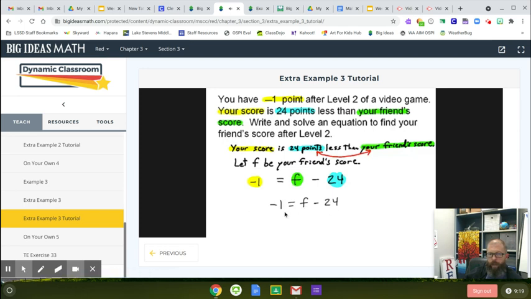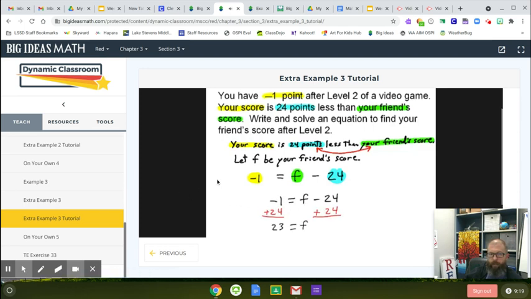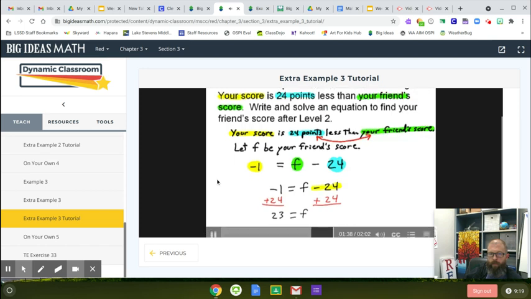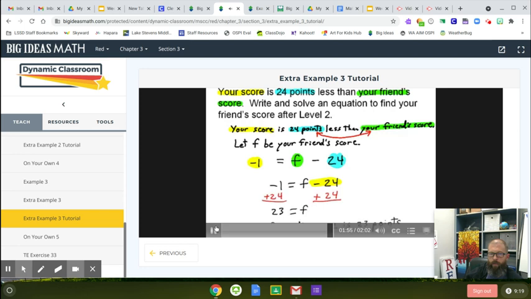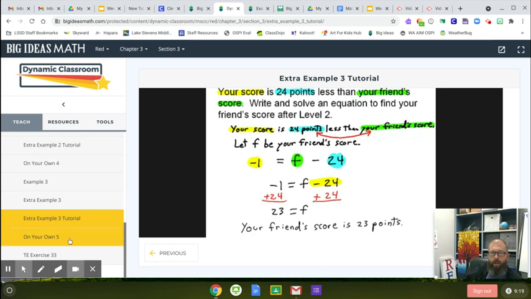Add 24 to both sides, right? Hopefully you realize that you needed to undo subtracting 24 by adding 24, and then you do that to both sides so that you apply the addition property of equality to write an equivalent equation which has our solution f equals 23. So our answer to the problem is that your friend's score is 23 points. All right, have this one written down as well. That will be helpful.